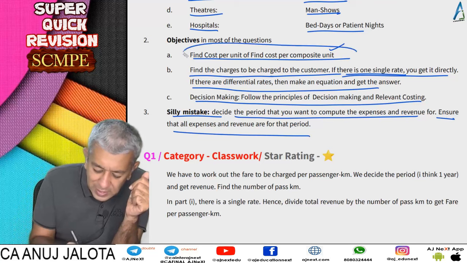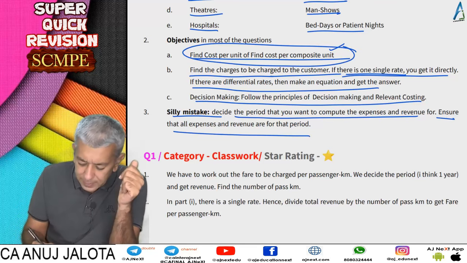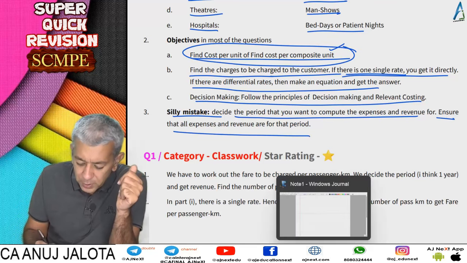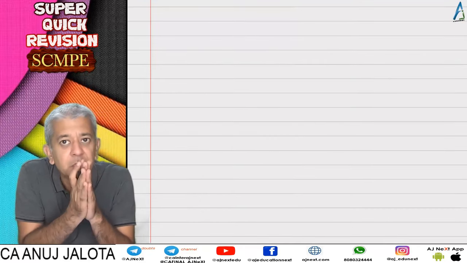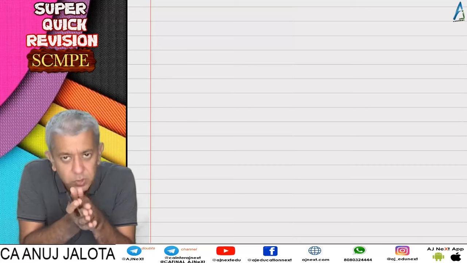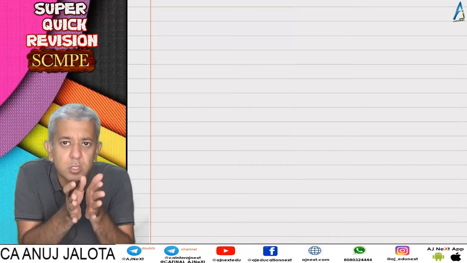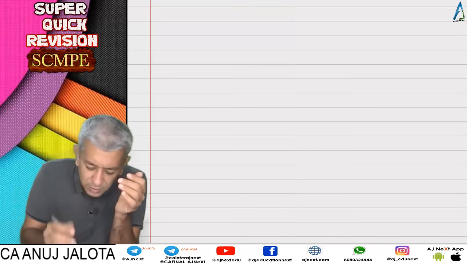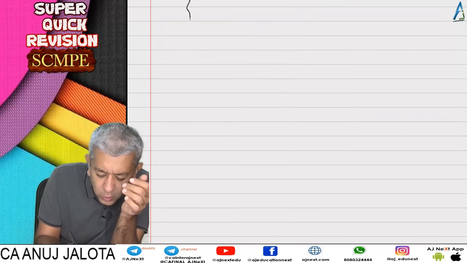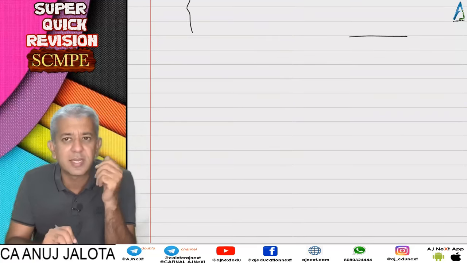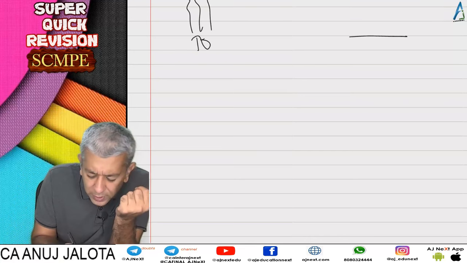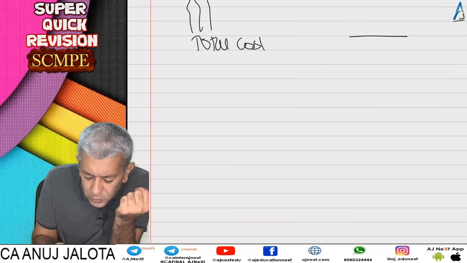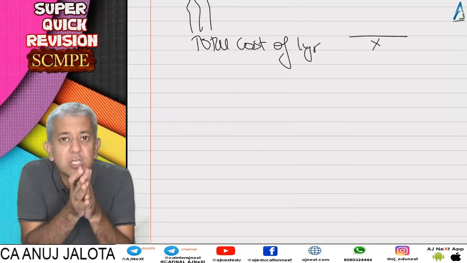Now, I'll give you one small example. Find the cost per unit or cost per composite unit. Say it is a transport sector which is carrying goods. We were asked to find out cost per ton kilometer. So, one thing that you do is accumulate all the costs. Suppose we decided to accumulate all the costs for 1 year. So we added all those costs for 1 year, and we got the total cost for 1 year. We were asked to find out cost per ton kilometer.